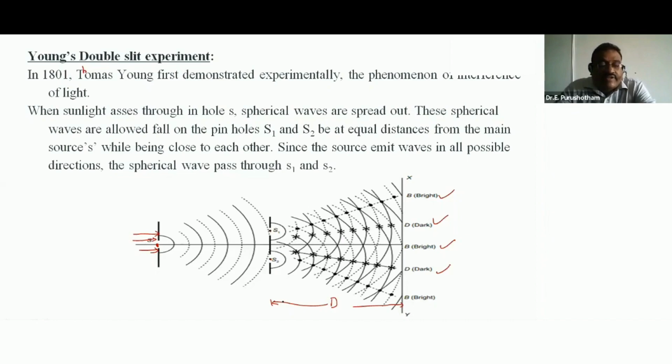If the crest of one wave falls on the crest of another wave, or the trough of one wave falls on the trough of another wave, then the resultant amplitude and intensity is maximum. It is called constructive interference.